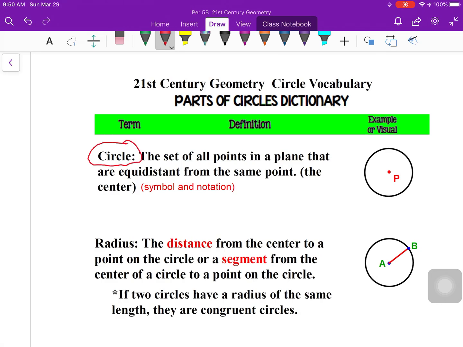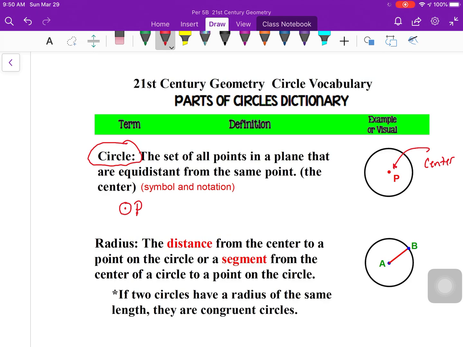And the first term here is just what a circle is. A circle is really the set of all points that are in the plane, so they're in a flat surface, and they're a fixed distance, so they're equidistant from a point. So the point is called the center. So over here, the P is just the center of the circle. Now, when you name a circle, we use the symbol that looks like a circle and it has a dot in the middle, and then we just put the letter that goes with the center point. So that would be called circle P.